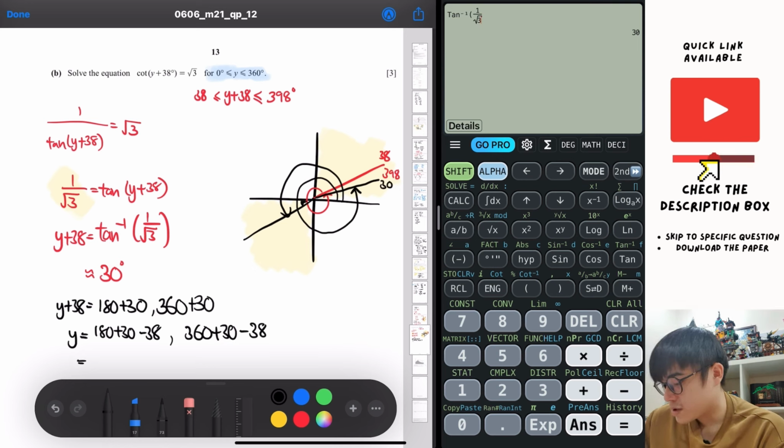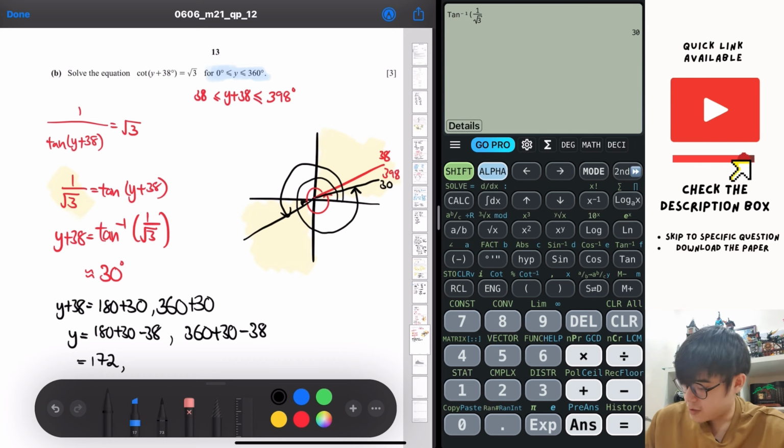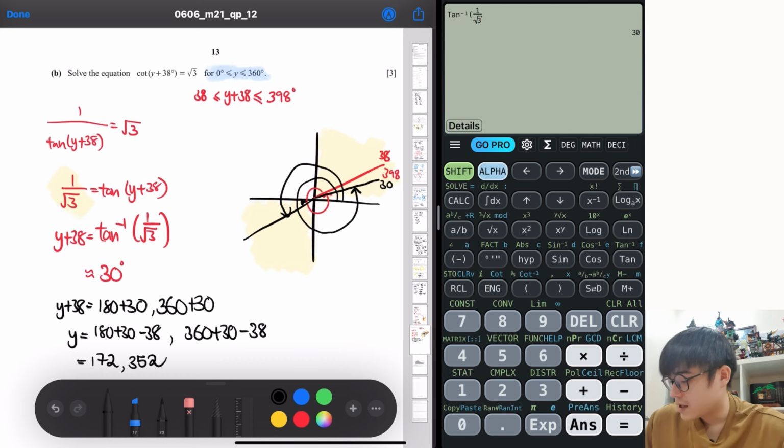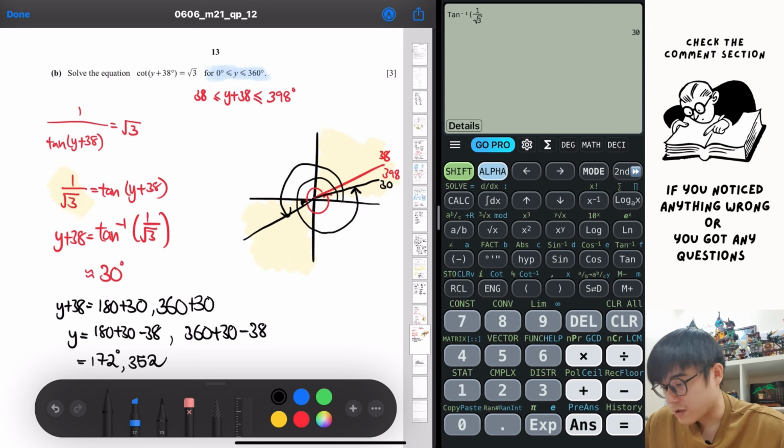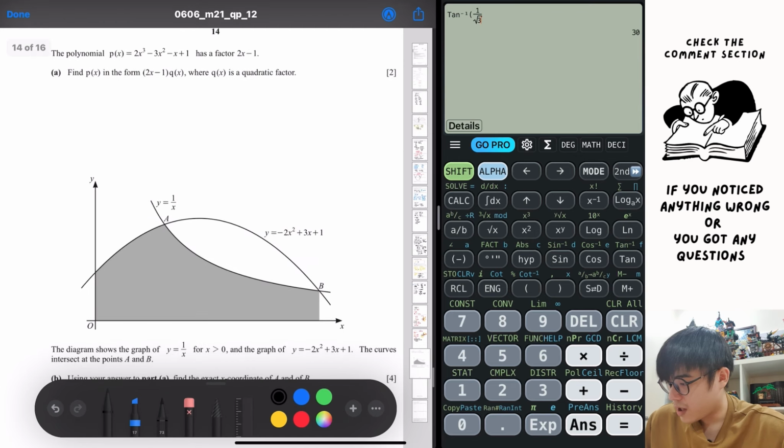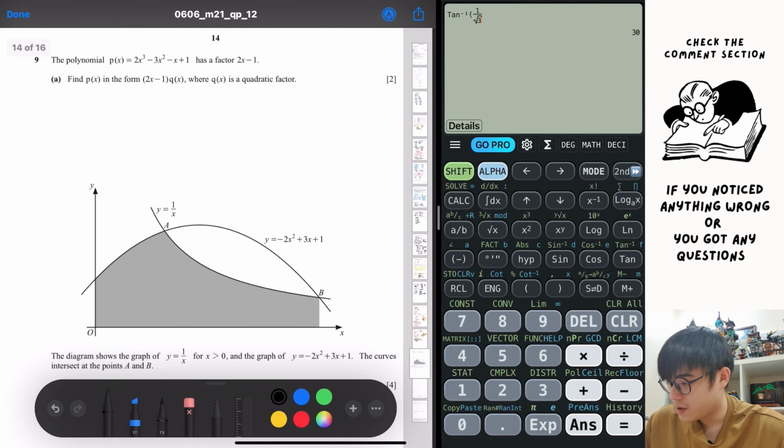So your final answer is 172 and 352 respectively as the y final value. Moving on, we have question 9 here.